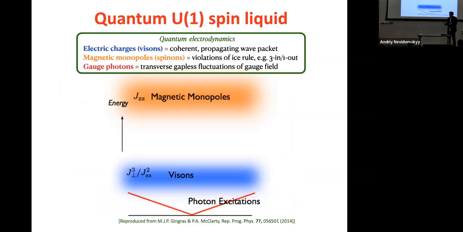And there is a hierarchy to this. So these excitations, the photon excitations are gapless. And then if you want to create, let's say, two monopoles or two anti-monopoles, you have to pay an energy gap, okay?